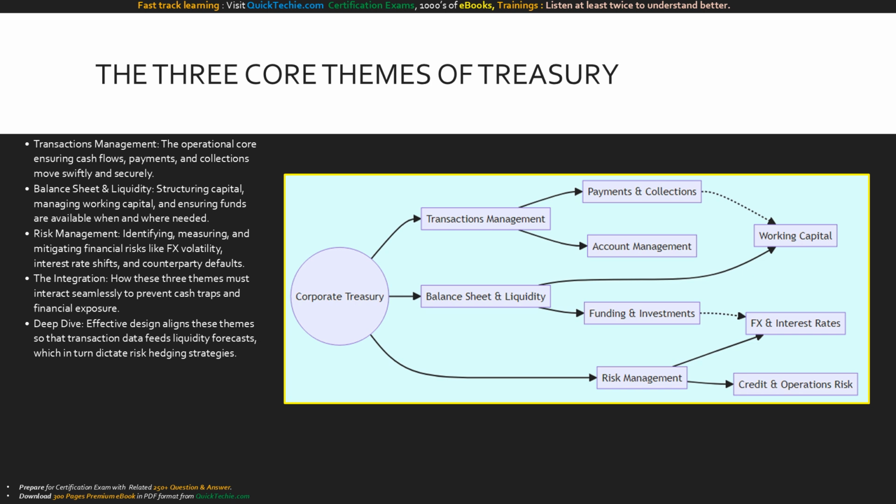On the bottom right, risk management covers FX, interest rates, and credit. Look at the dotted line from funding to FX and interest rates. Whenever we structure a new funding vehicle or cross-border intercompany loan, we instantly generate a risk exposure that must be managed. This diagram visually reinforces that effective treasury design is not about isolated functions. It is about building a continuous, interactive loop of financial intelligence.